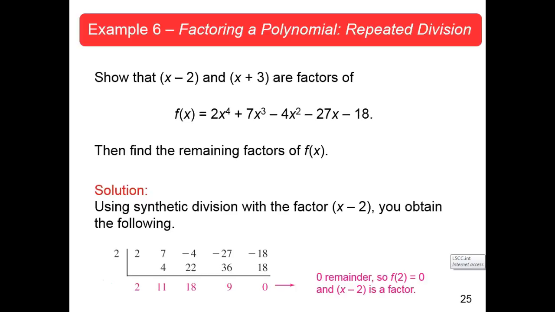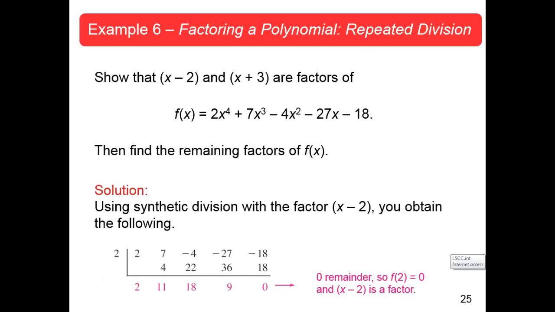2 times 2 is 4. 7 plus 4 is 11. 2 times 11 is 22. Negative 4 plus 22 is 18. 2 times 18 is 36. Negative 27 plus 36 is 9. 2 times 9 is 18. 18 minus 18 is 0.